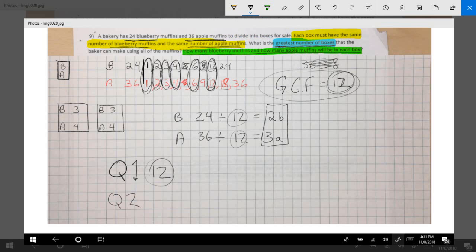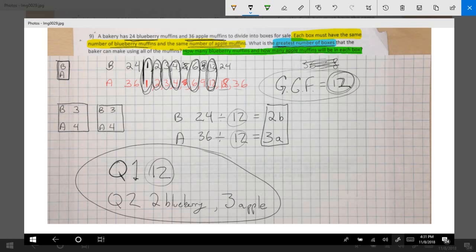I'd say, okay, well, we already kind of figured that out up here. How many blueberry muffins? Well, 2 blueberry and 3 apple. So that would answer our question. This would be the answer to this question.